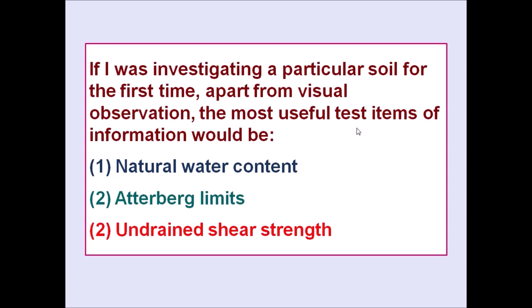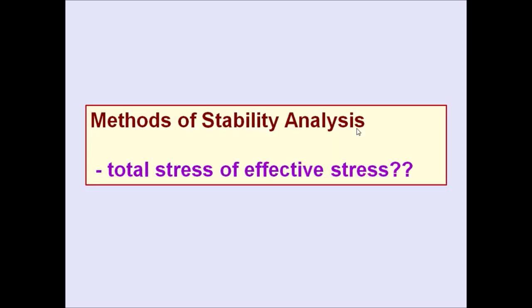If I was investigating a particular soil that I had no information whatever about for the first time, apart from visual observation, the most useful items of information would be the natural water content, the Atterberg limits, and the undrained shear strength. If I had that information, I'd have a pretty fair idea of what sort of a material I would be dealing with.